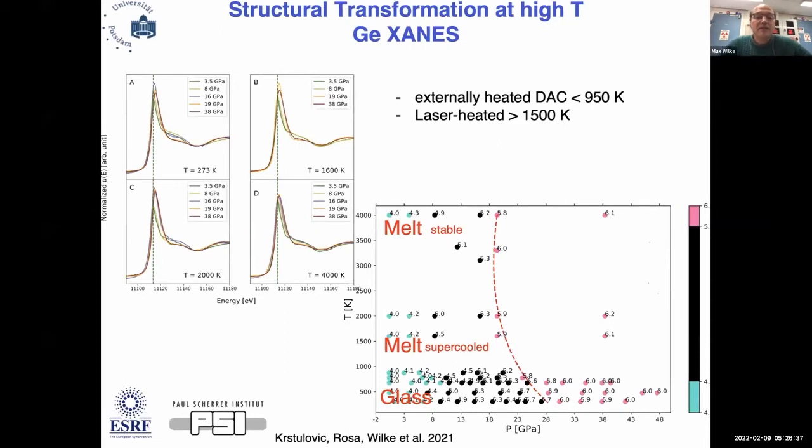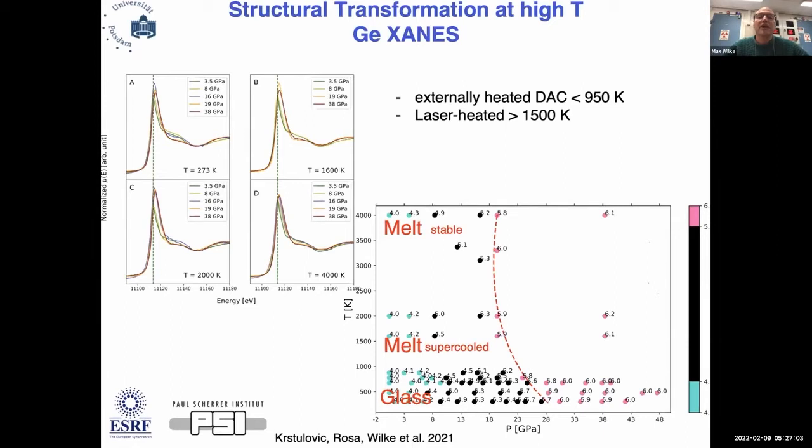So what about work at higher temperatures? So far I only talked about glasses, and of course in the deep Earth we have very high temperatures, several thousands of Kelvin. What is actually happening to our structure if we increase temperature? Is the structural transformation shifted to lower pressures, or is it shifted to higher pressures? These are all questions that are still open.